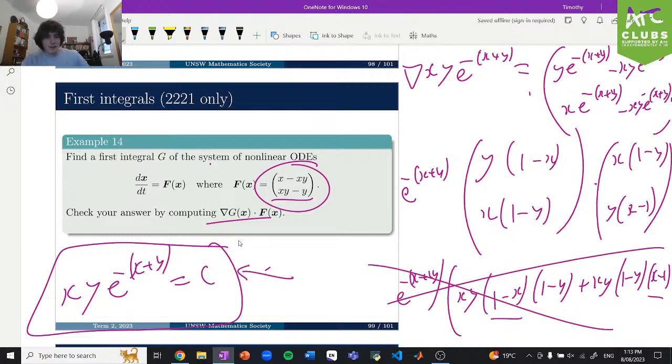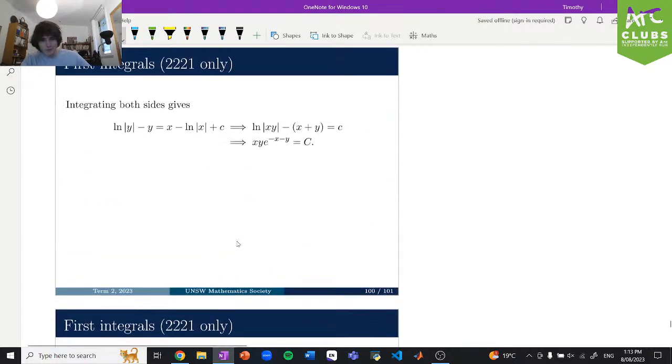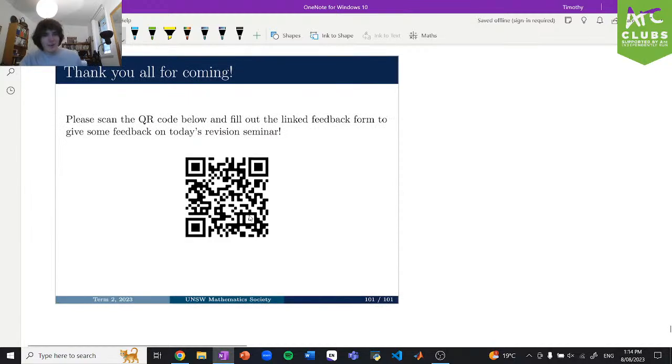And with that, we have done first integrals. I think I've got a whole solution of this thing here, which is very cool. We love that. And that brings us to the end of today's lecture.